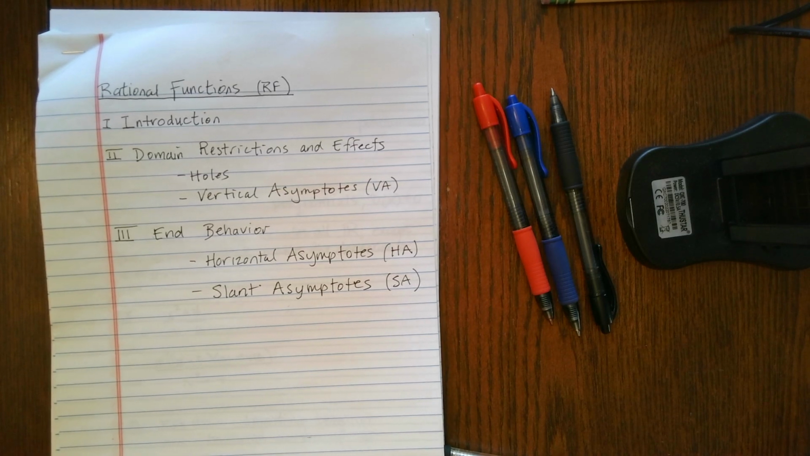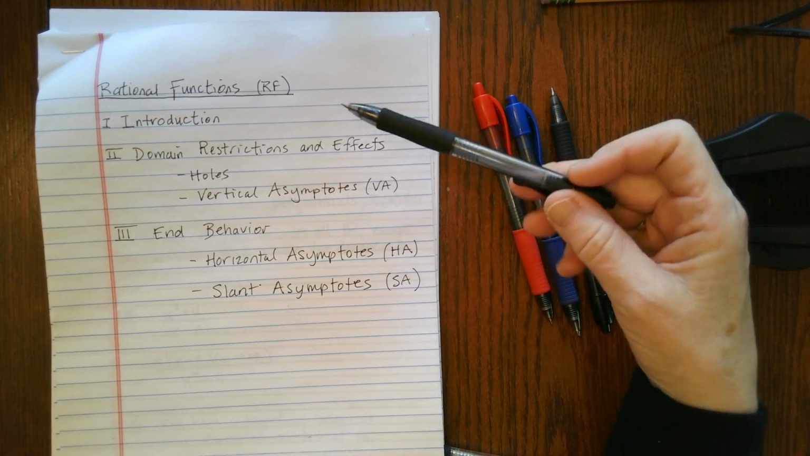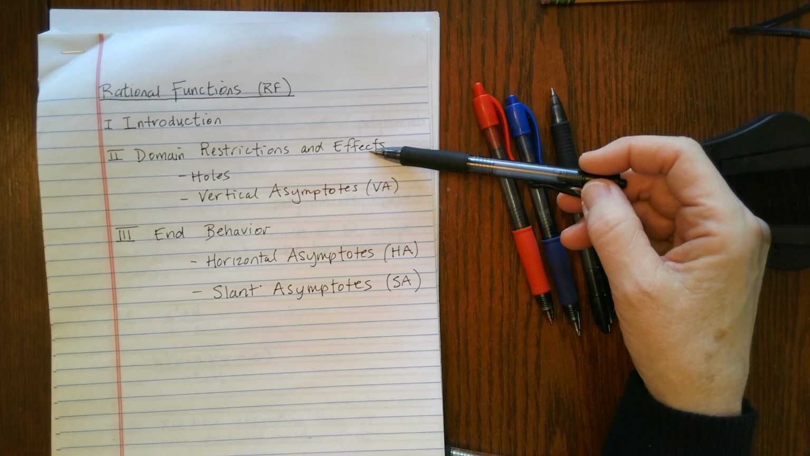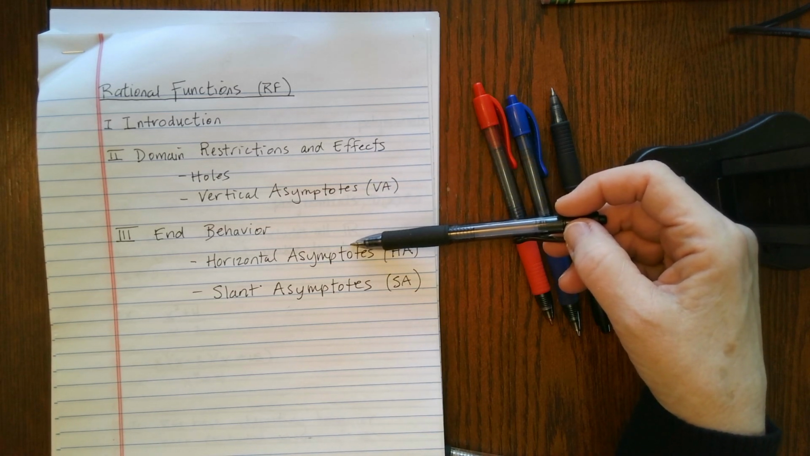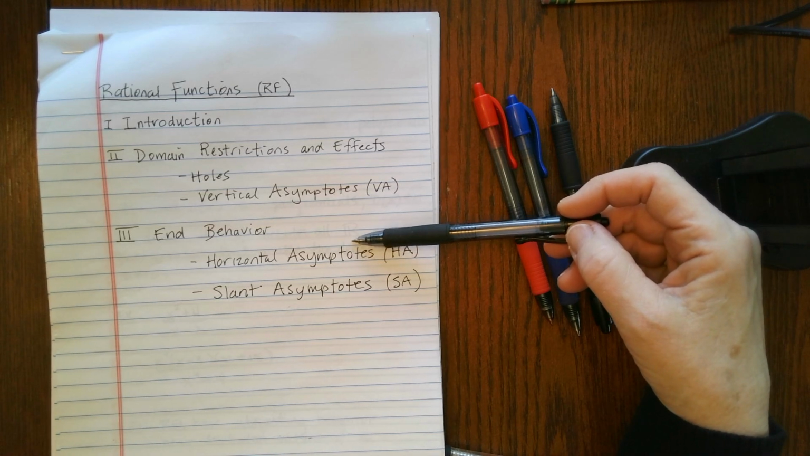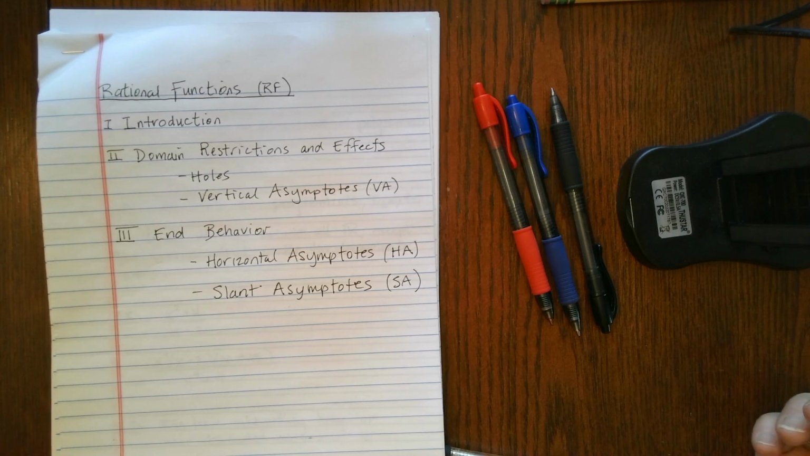This lecture's on rational functions. In class we covered the introduction and the domain restrictions and effects. This lecture will cover the second part, which is end behavior, which includes both horizontal asymptotes and slant asymptotes.